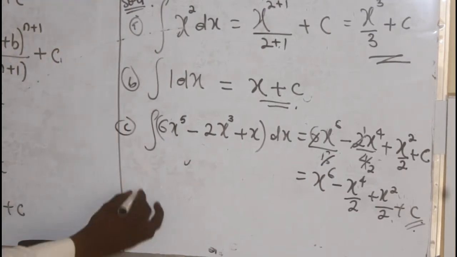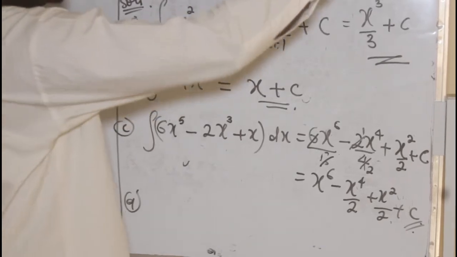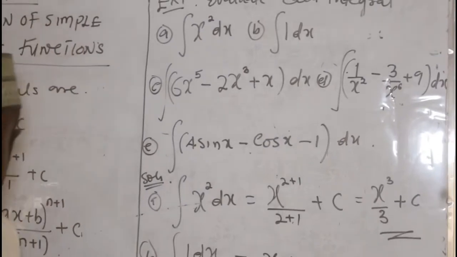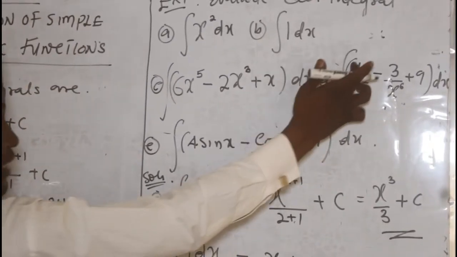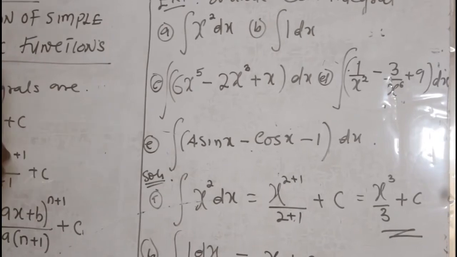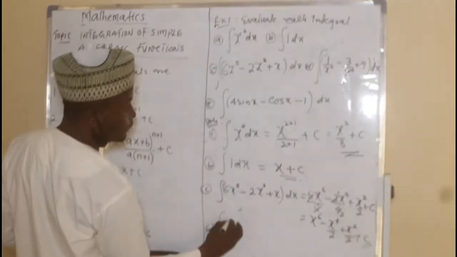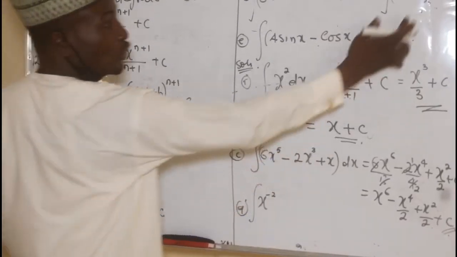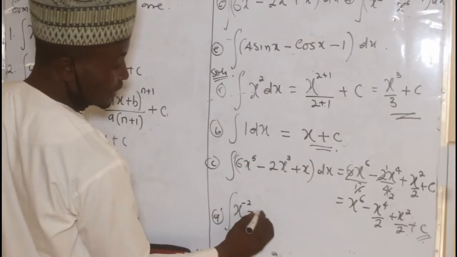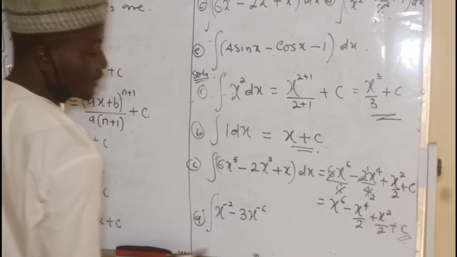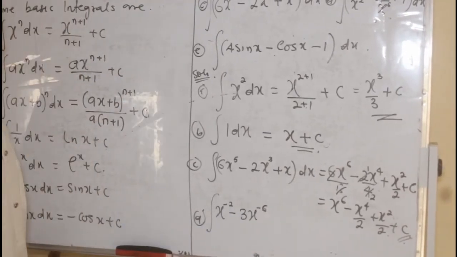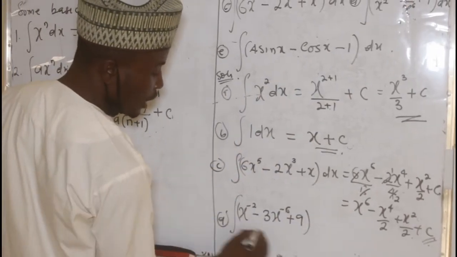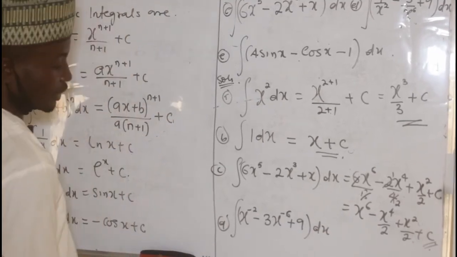Now look at this one. If you want to integrate this, the first thing you are expected to do is to write this part in index form. According to the law of indices, 1 over x raised to the power of n can be written as x raised to the power of minus n. Do you agree with me? So 1 over x squared is x raised to the power of minus 2. How am I going to write this one? Minus 3x raised to the power of minus 6, plus 9.